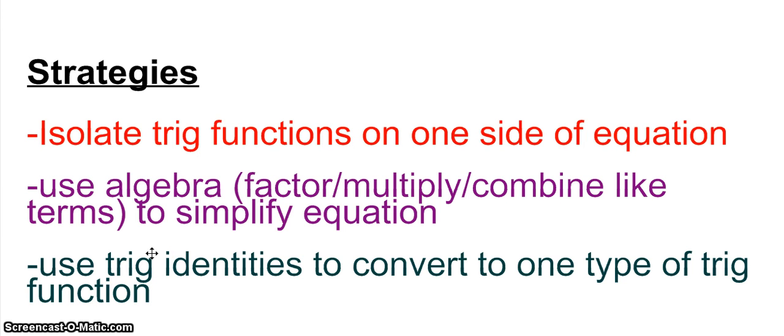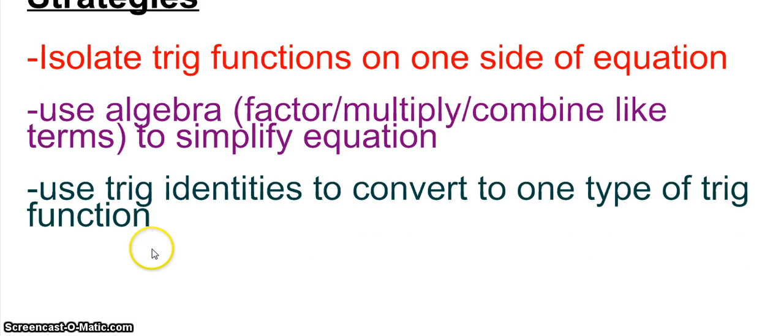All right, some strategies. We usually want to try to isolate trig functions, which means just get one trig function on one side of the equation. We're definitely going to use algebra, so factoring, multiplying, combining like terms, simplifying an equation, and use our trig identities to try to convert to one type of trig function. We're not always going to be able to do all of these things, but these are the strategies to kind of help us.